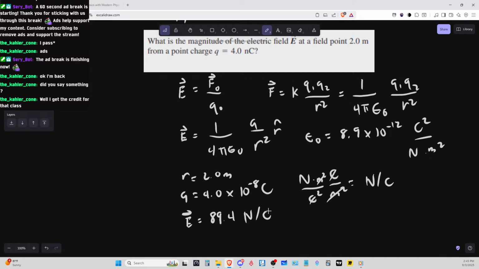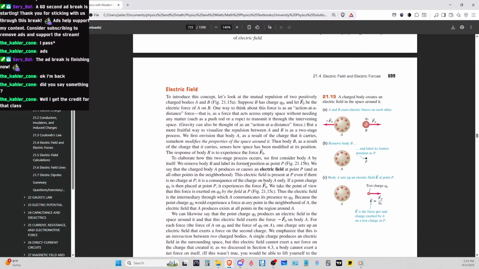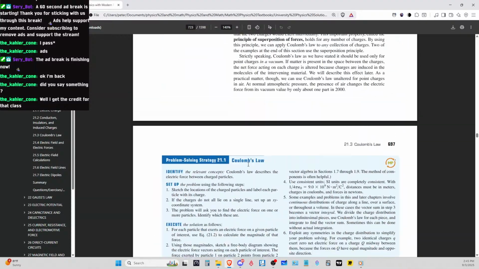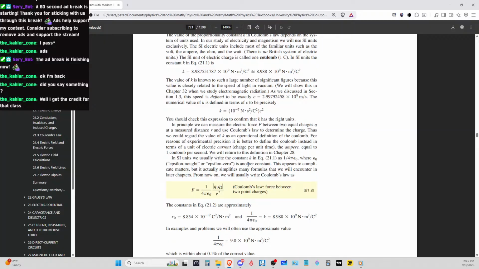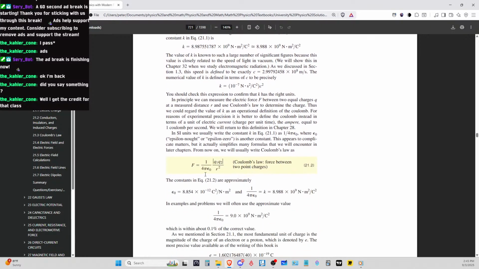For epsilon naught, does it really matter? Actually, yeah. Let me take a look, because it says K is equal to. It's better to make sure though. Yeah, because it says that 1 over K is.